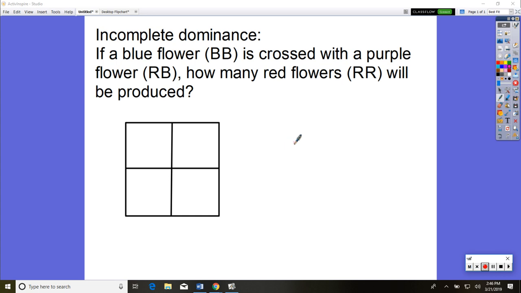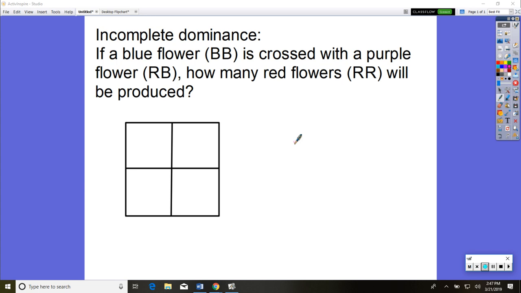Today in class we talked about incomplete dominance, and we learned that incomplete dominance occurs when one of the alleles is not able to completely cover up the other allele. So we said that we get a mixture, a blending, or an in-between of those alleles. So we're going to look at this problem, and that should help you with your homework.